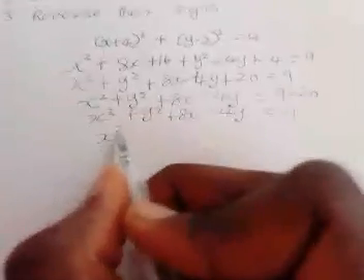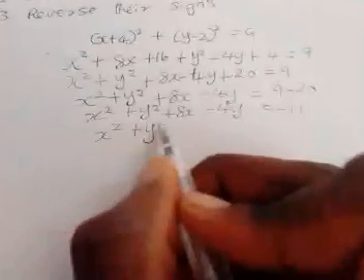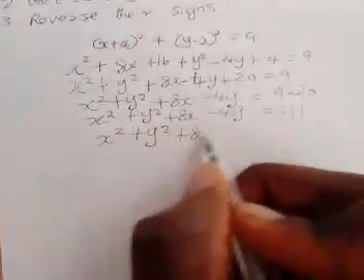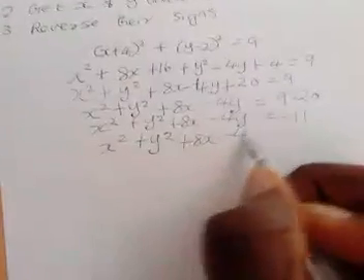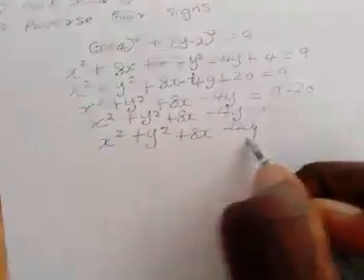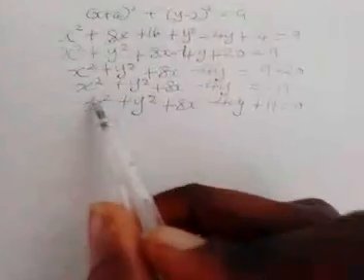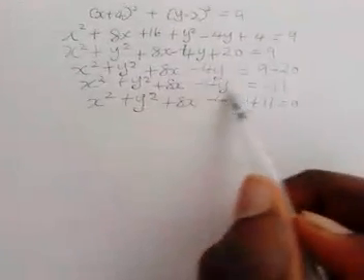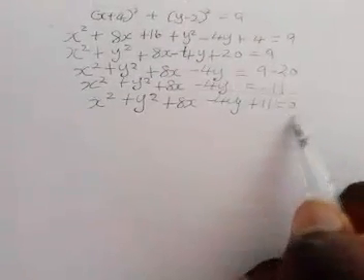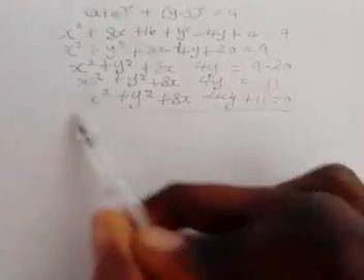So putting it in its final form, I'm going to have x squared plus y squared plus 8x minus 4y plus 11 equals 0. So having done the first step, I made the given question to be in this standard form. It's very easy. So I'm going to get my x and y values.